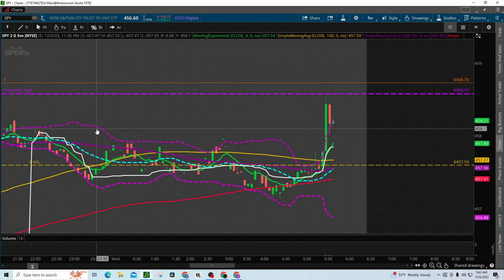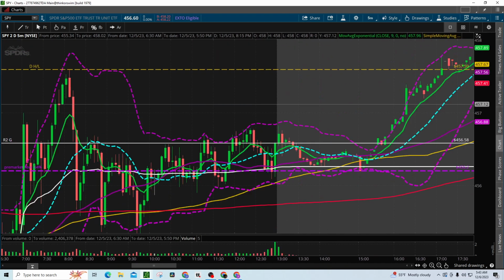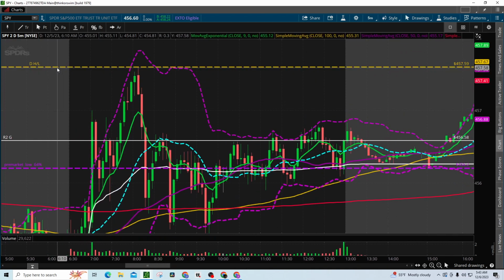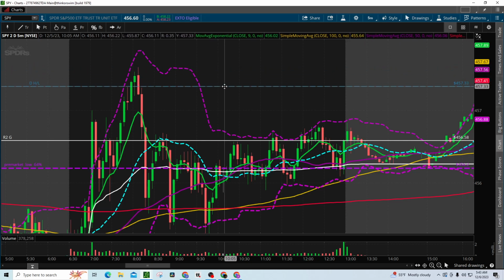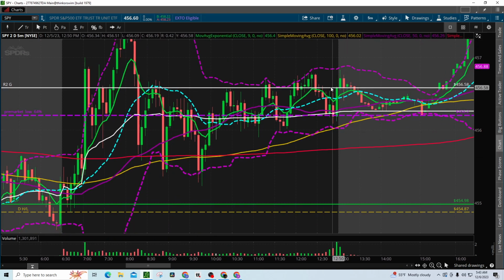So this is the daily high. It's a horizontal line that I adjusted. I want to know where yesterday's high is. I want to know red to green, which is where it closed yesterday at 1 o'clock or 4 o'clock our time.